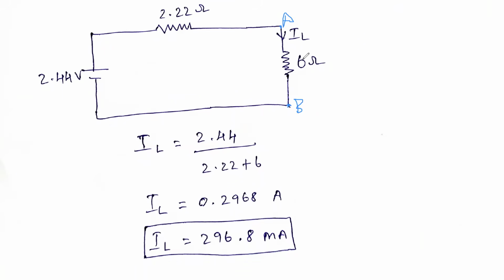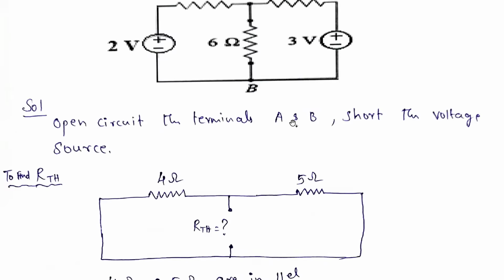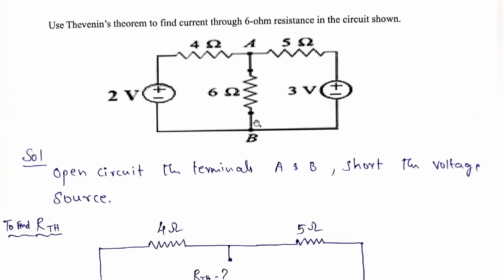So here IL is nothing but VTH divided by the total resistance. The two resistances are connected in series. So 2.44 V divided by 2.22 plus 6 is equal to 0.2968 amperes, or in other terms 296.8 milliamperes is the IL, that is the current flowing through A and B. That is the answer for the particular circuit shown in the figure. So the current flowing through the 6 ohm resistor is whatever we calculated.